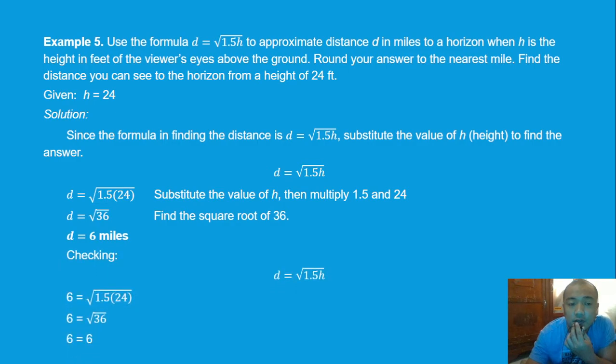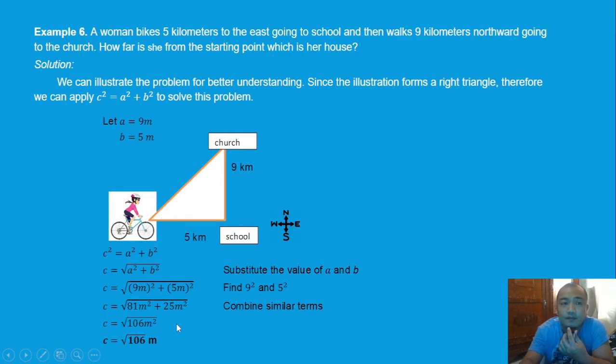Let's check. Substitute d by 6 miles in the equation here. 6 equals square root of 1.5 times 24. Square root of 36 is 6. 6 is equal to 6.